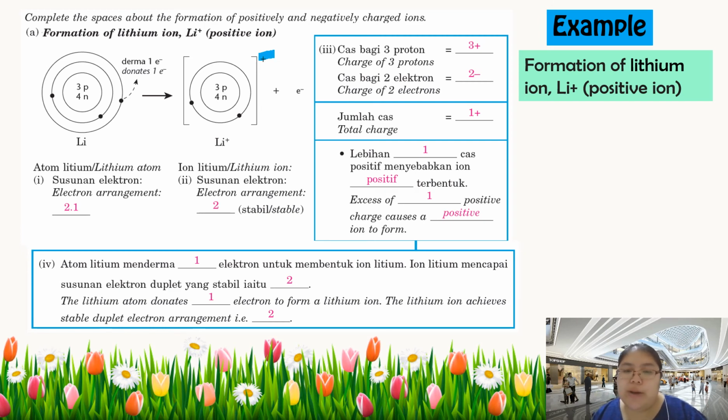From here we can say there is an excess of one positive charge, which causes it to become a positive ion. Because you have an extra positive charge, this one becomes an ion. So the lithium atom donates one electron to form the lithium ion. The lithium ion achieves the stable doublet electron arrangement, 2.